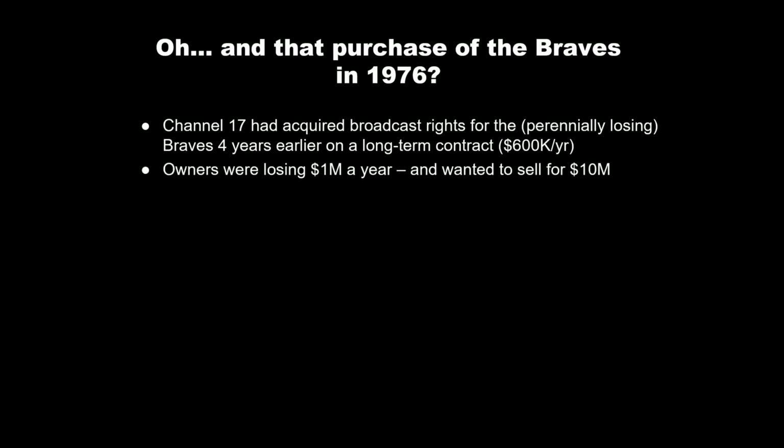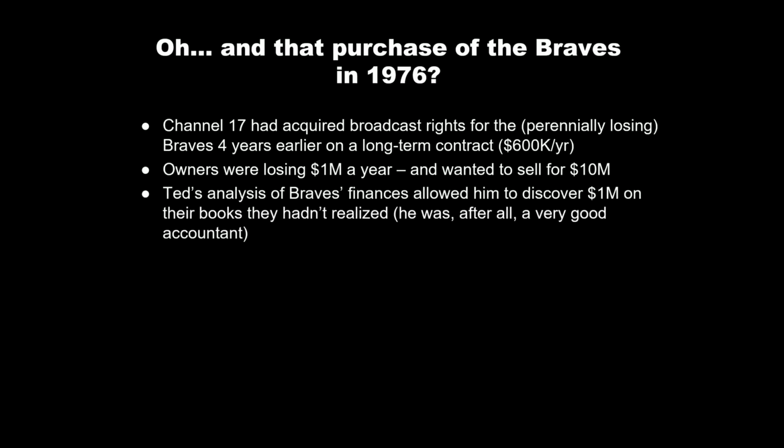Now, the owners of the Atlanta Braves were not making any money. They were losing about $1 million a year, and they wanted to sell the whole franchise for $10 million. Now, remember, Ted was a very good accountant, and he went through all the Atlanta Braves financials, and he noticed that they were doing some things that could lead to excess expenses. They were essentially not recognizing that some of their expenses could be deferred. And all told, it was about $1 million of things that they could potentially defer. So he basically found $1 million on their books that they hadn't really realized.